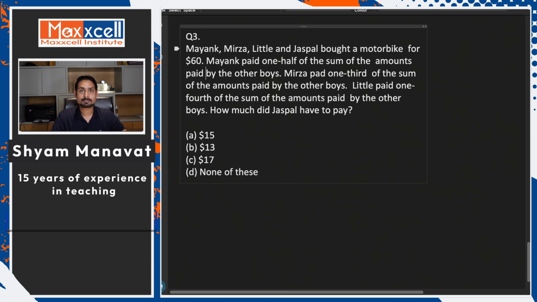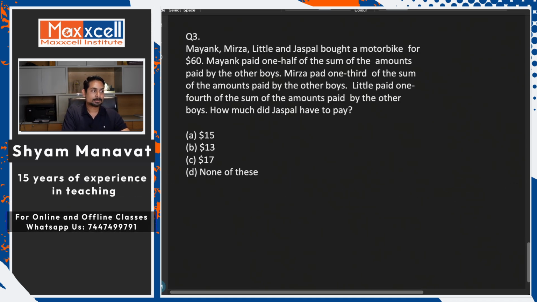Percentage and fraction. Practice set question number 3. Let's solve this. The question says Mayank, Mirza, Little (that is the name of the person), and Jaspal bought a motorbike for $60. Yes, that's in dollars. Quite cheap, no? Okay.